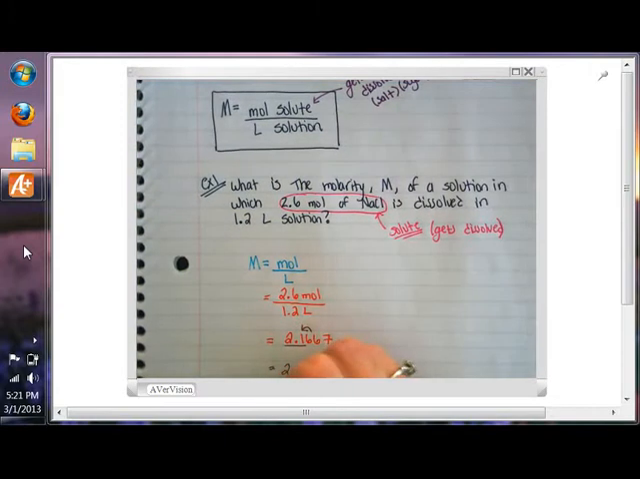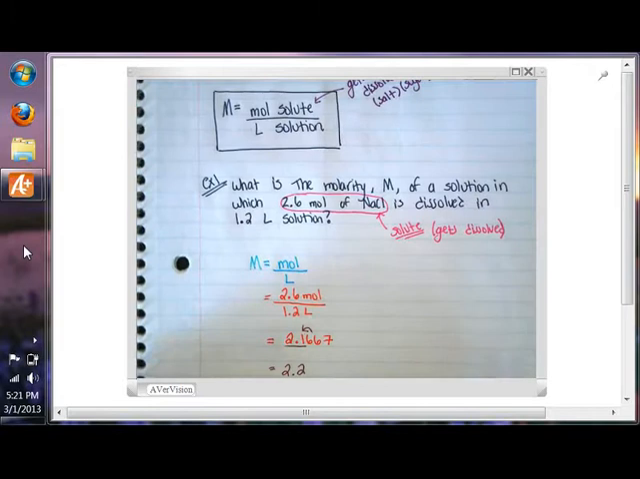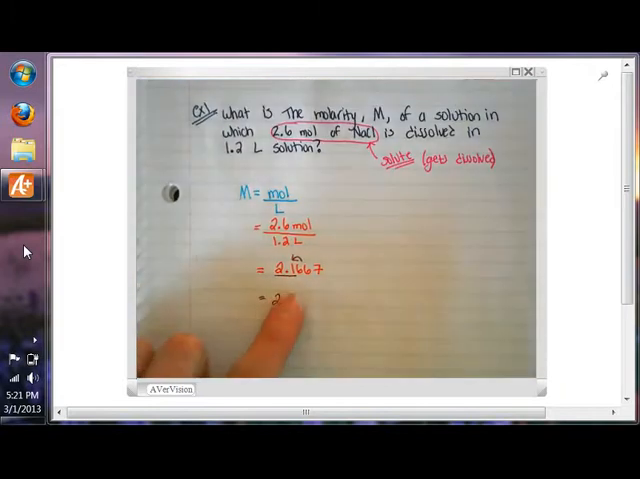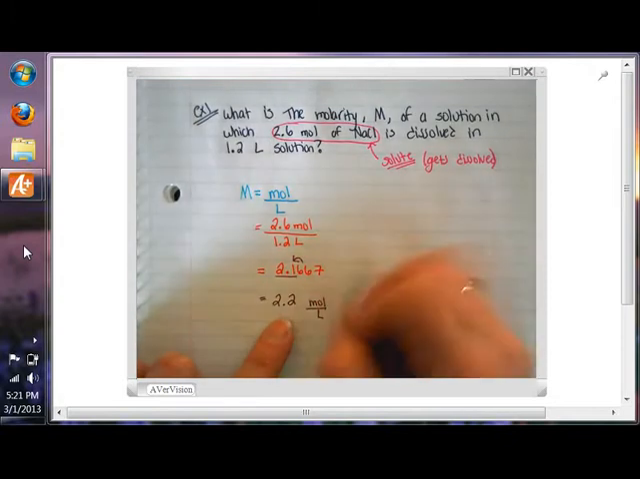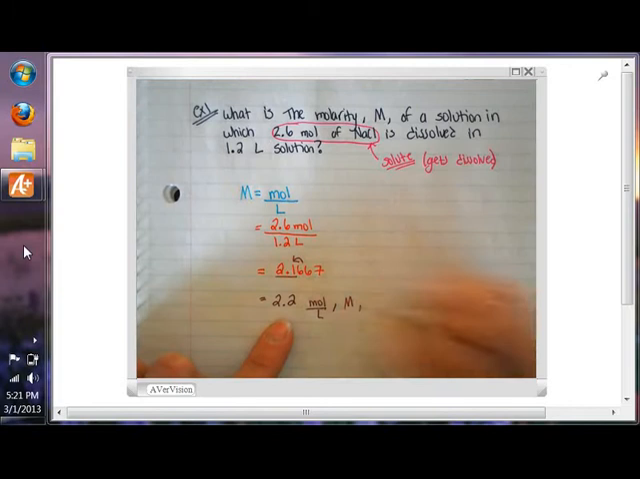And you have a couple of options for how you want to give your units. You can leave the units as moles over liters for molarity, or you could just put a capital M, or you could say molar.